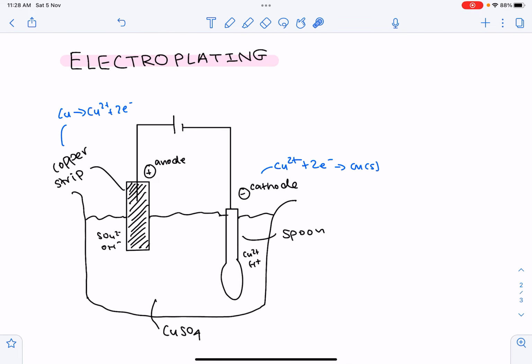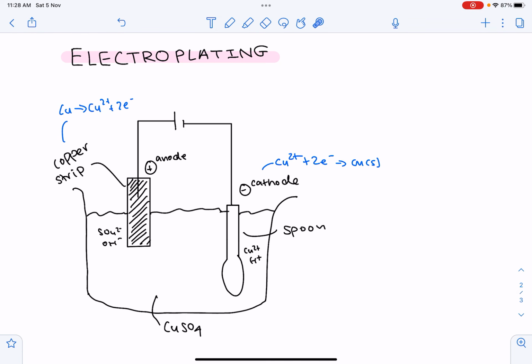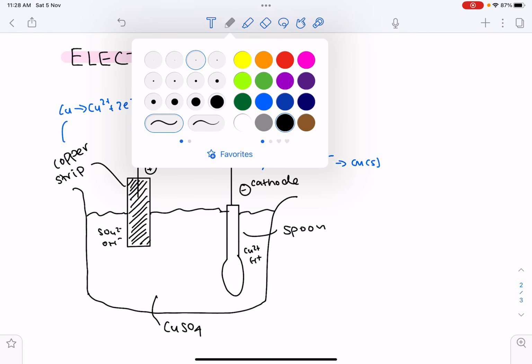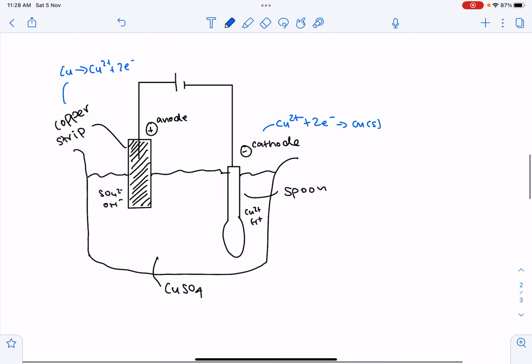In this case, we have our anode, which is actually a copper strip because we want to coat the spoon with copper. Then our cathode would be the spoon. The electrolyte we have is CuSO4. What ions do we have in CuSO4? We have our Cu2 plus ion, our SO4 2 minus, and we also have the H plus and OH minus from being dissolved in water. As you can see, the Cu2 plus and H plus ions go towards the cathode, and the SO4 2 minus and the OH minus go towards the anode.